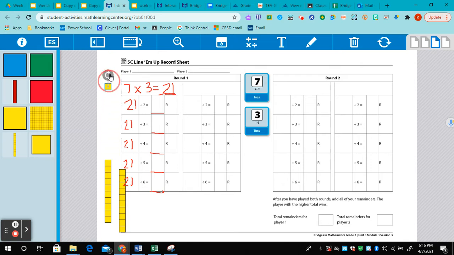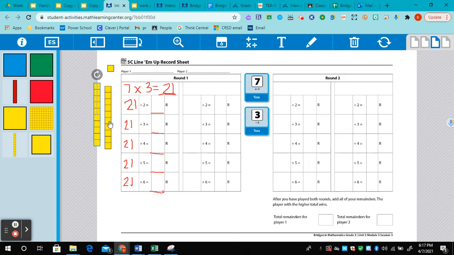But I'm going to have to use those to divide them by 2, 3, 4, 5, and 6. So I'll use my linear pieces here to make 2 lines, because I want to see if I can divide 21 divided by 2 evenly. Here are my 2 lines. That's my divisor. So I know that's 21, 2 lines. Why is it not turning? Oh, there we go.